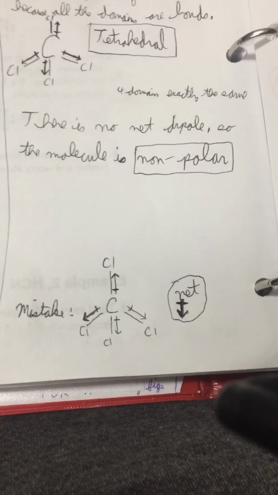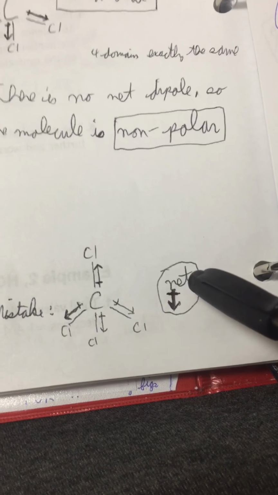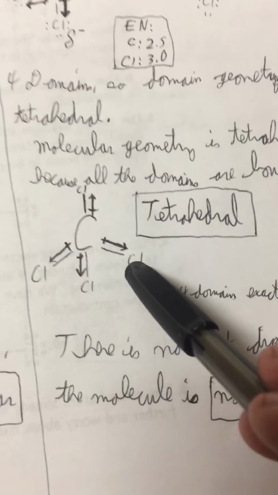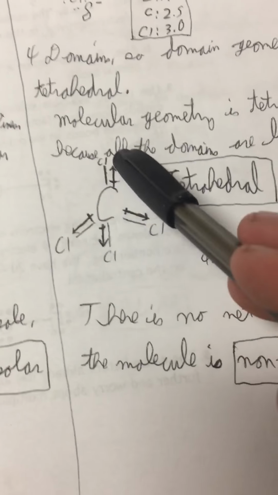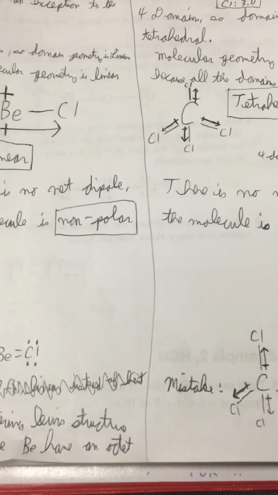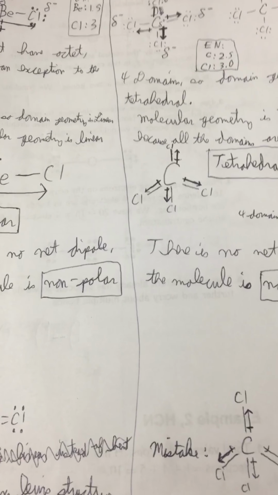But that is not necessary because Be doesn't have to have an octet. For CCl4, the mistake is in drawing the net molecular dipoles, saying that there's a net going down. I could see how you could mess up by drawing the tetrahedral on 2D paper. The top and the bottom would cancel, but then there's the two down, so you can see how it would be a net down. But you have to remember it's tetrahedral, which is 3D. My brain's fried. It's tetrahedral, so they're all going to cancel out.